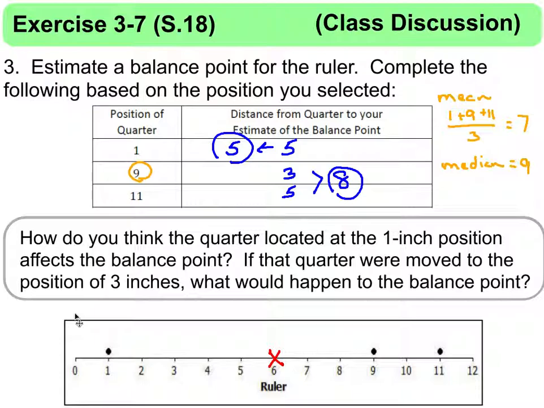In this particular problem here, just to follow up, how do you think the quarter located at the 1-inch position affects the balance point? And if the quarter were moved to the position of 3 inches, what would happen to the balance point? And so we'll just look at that real briefly. If that quarter was moved to the 3-inch, what would that do to the balance point? And so then we would calculate that distance or average based on what that would be.